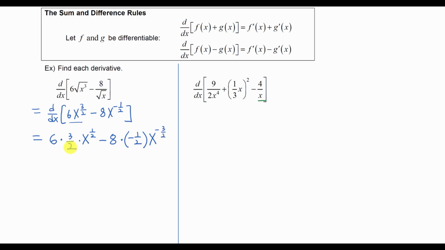Now we can just clean it up. 2 goes there once, 2 goes there 3. 3 times 3 is 9, x to the 1/2 power. Negative times negative gives me positive. 2 goes into 8 four times. 4 times 1 is 4, x to the 3 over 2 power.